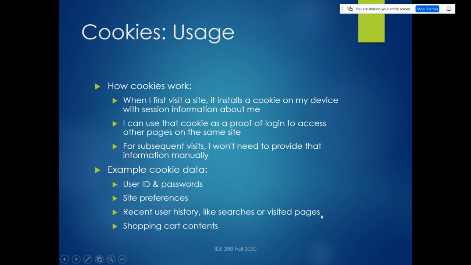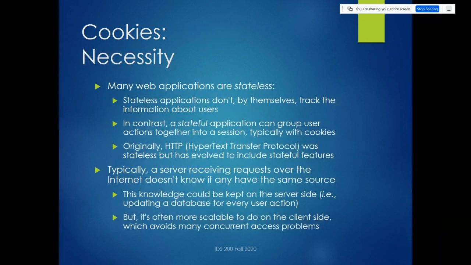Other things like recent user history, like any searches you've done or any pages you've visited on the site. For a case of something like Amazon, Amazon will store your shopping cart contents in a cookie so that, you know, if you visit Amazon, add a few things to the cart, go away, come back the next day, you'll see your cart is probably still active. So things like that, that's the sort of stuff that cookies store.